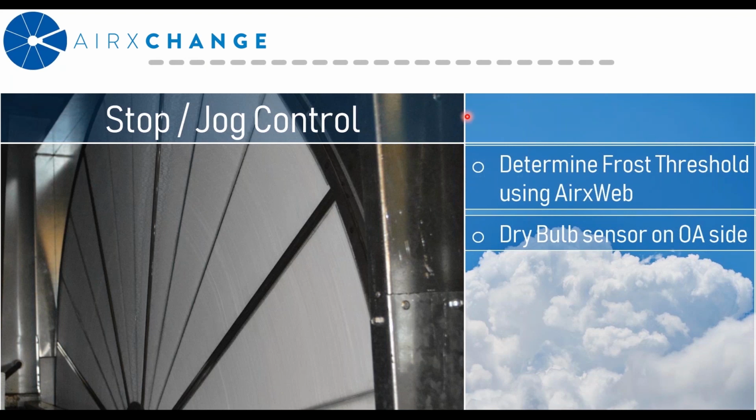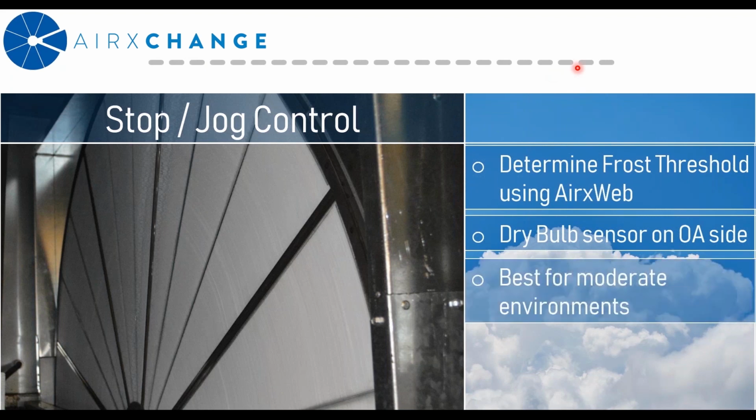Because of the unique operational nature of this method, I usually suggest not necessarily used in a specific humidity environment, but more where there's only a handful of hours that you could find that are below the frosting threshold, which actually can be quite a few areas of the country when you really dig into the actual operating conditions. So as a rule of thumb, I would say stop jog is best suited for not necessarily humidity range, but in climates where the operating hours below the frosting threshold are going to be minimal.